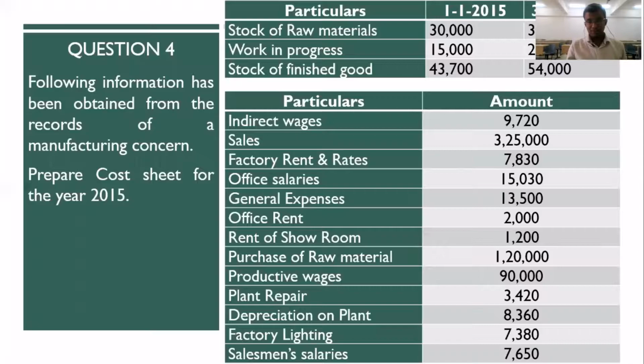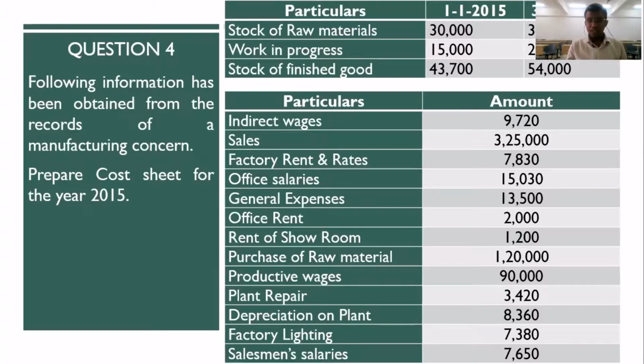General expenses. Now, what is meant by general expenses? General expenses are usually administration expenses that are incurred by your business. The term general expenses refers to the administration expenses that are incurred by your firm. Since these are administration expenses, this would be a part of your office and administration overhead. Office rent, this will be a part of your office overhead. Rent of showroom, this will be a part of your sales and distribution overhead.